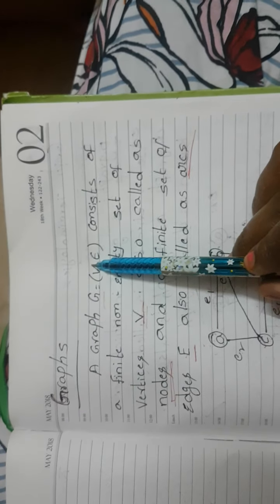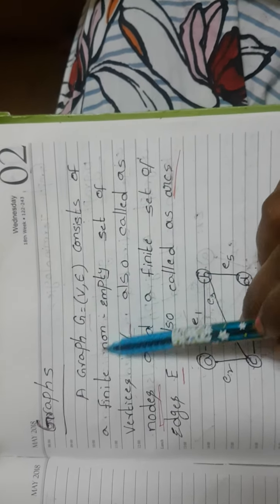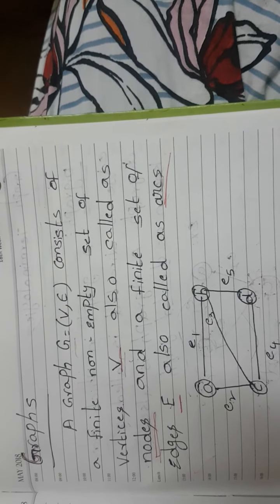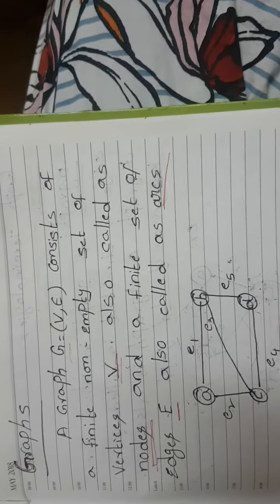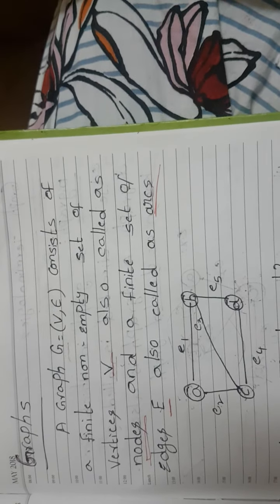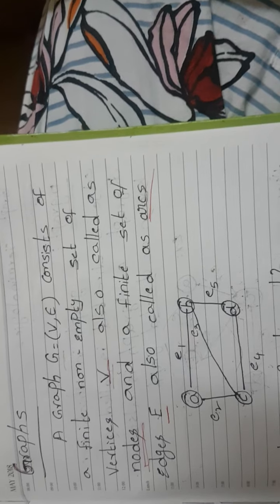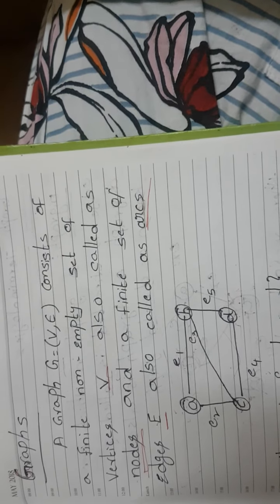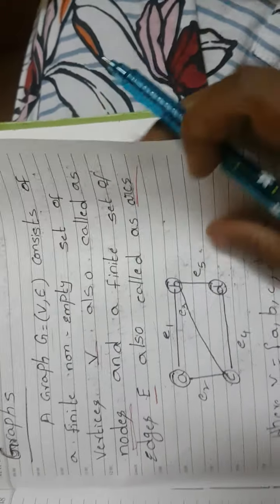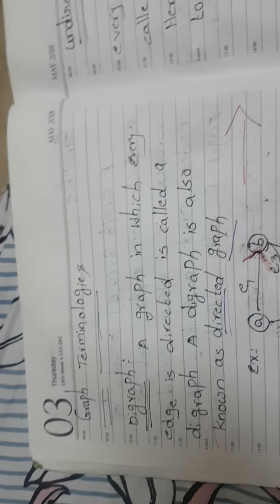A graph consists of a finite non-empty set of vertices, also called nodes, and a finite set of edges, also called arcs. A graph is a finite non-empty set of vertices and edges. Now, the graph terminologies. What are the terminologies we use in a graph?